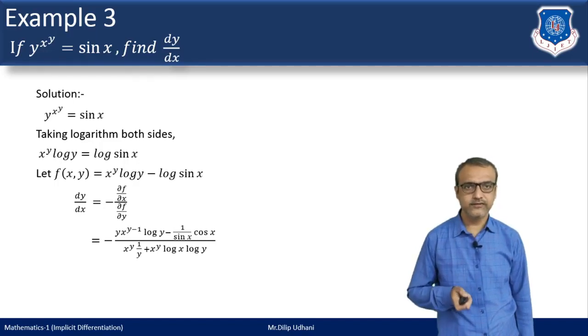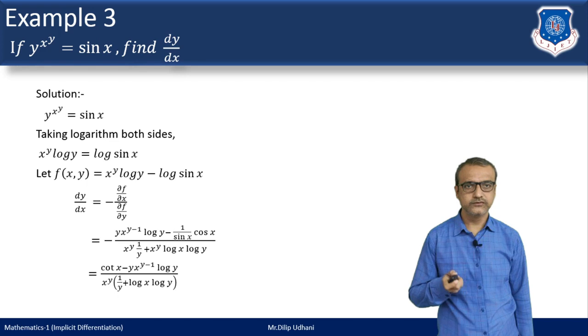Now derivative of x raised to y, according to the formula, derivative of a raised to x, answer is a raised to x into log a. So here derivative of x raised to y will be x raised to y into log x, and log y is constant. Now we have to simplify this result. Okay, so multiplying the numerator by minus sign, so the second term, that is 1 over sin x into cos x, so it will become cot x, and then after minus sign, the first term is y into x raised to y minus 1 into log y.